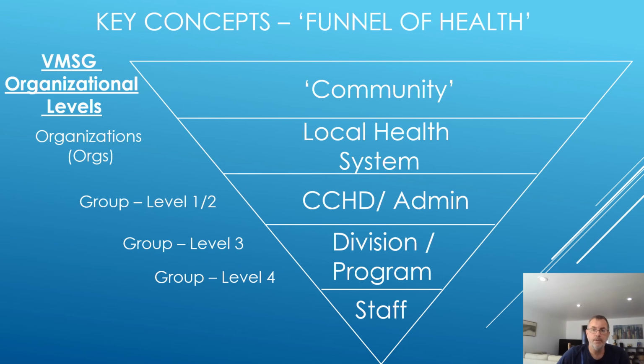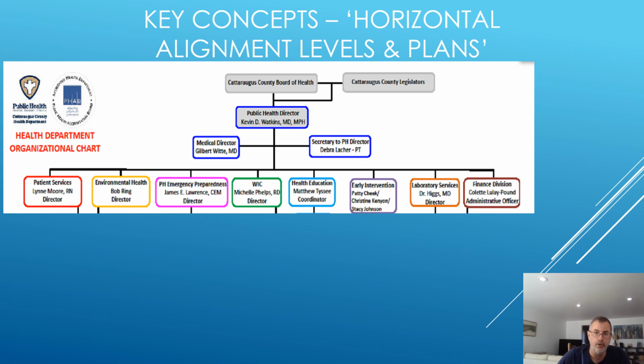The program is level 4, and then each program is created by staff, right? It is administered by staff, and users are assigned to the divisions and programs. So again, our funnel of health is kind of mimicked, if you will, by VMSG and by our org chart. So here is our org chart. So this is horizontal alignment levels and plans.